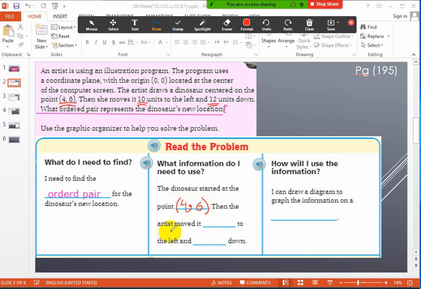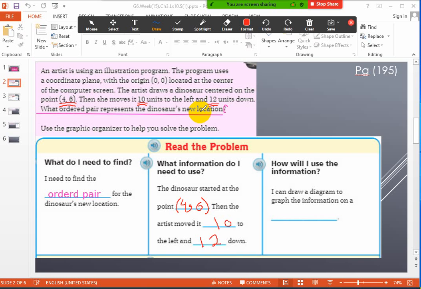Then the artist moves this point 10 units to the left and 12 units down. This is the information in my problem. How will I use the information? What is the strategy? Which strategy will you use to find the answer, or to solve this problem?